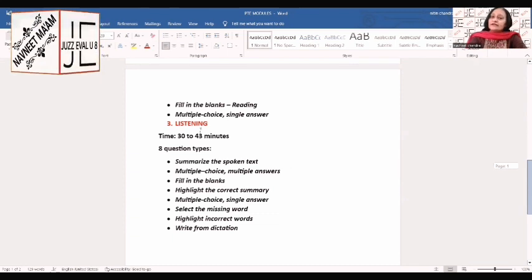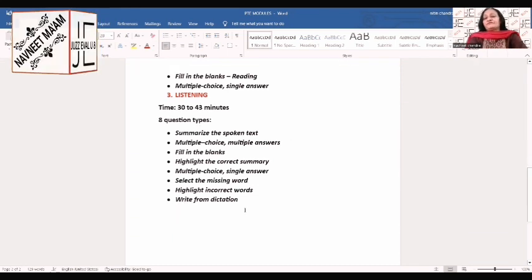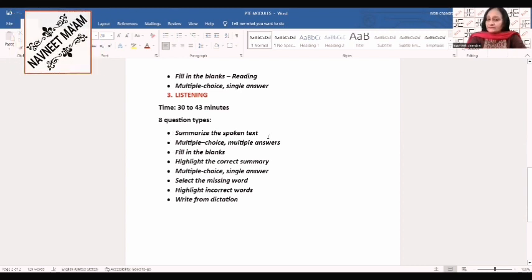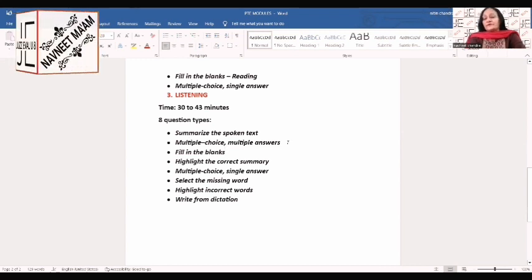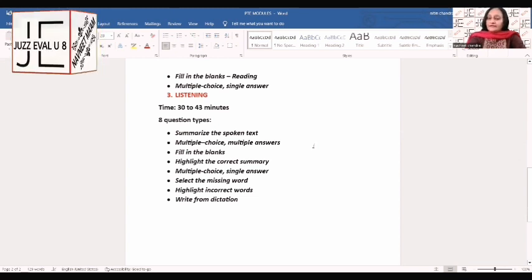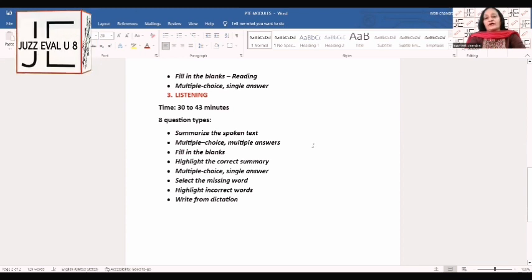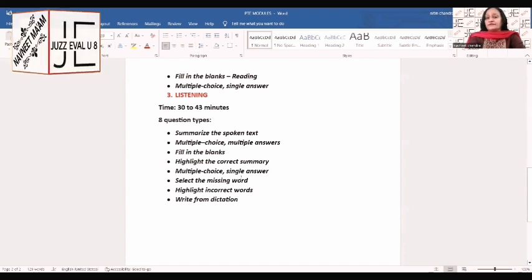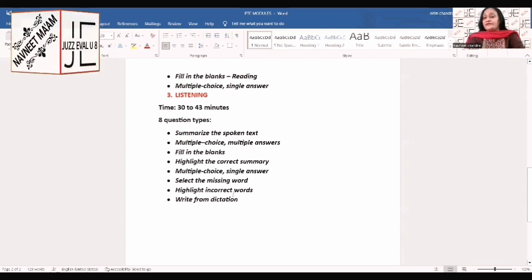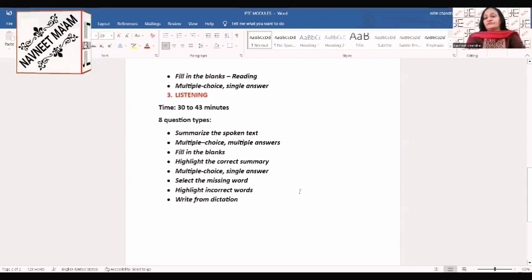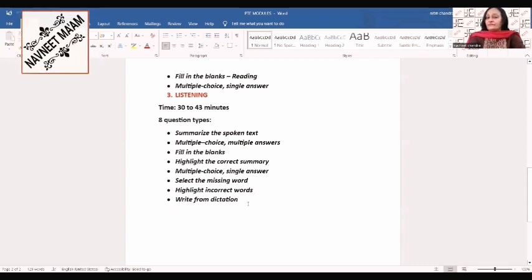Then we come to listening. In listening, we have 8 different types of questions. First is summarize the spoken text. Second is multiple choice, multiple answers. Here again you have negative marking: -1 for every wrong answer. Then there are the normal fill in the blanks, highlight the correct summary, multiple choice single answer, select the missing word, and highlight incorrect words. This question too, highlight incorrect words, also has negative marking. And last is write from dictation.